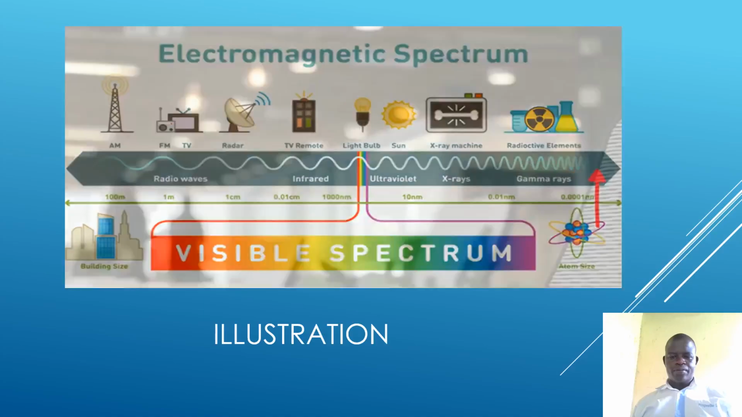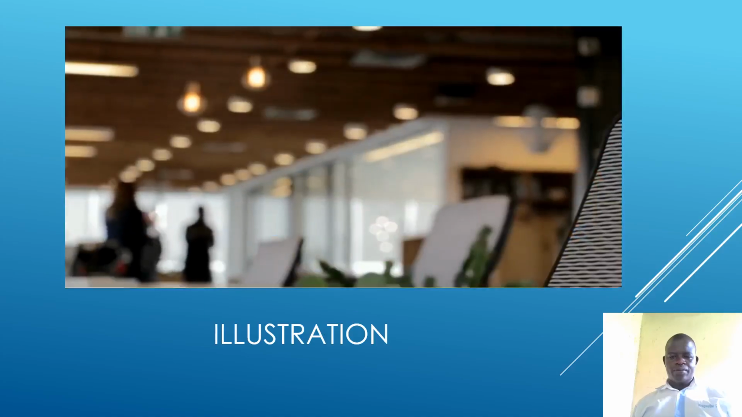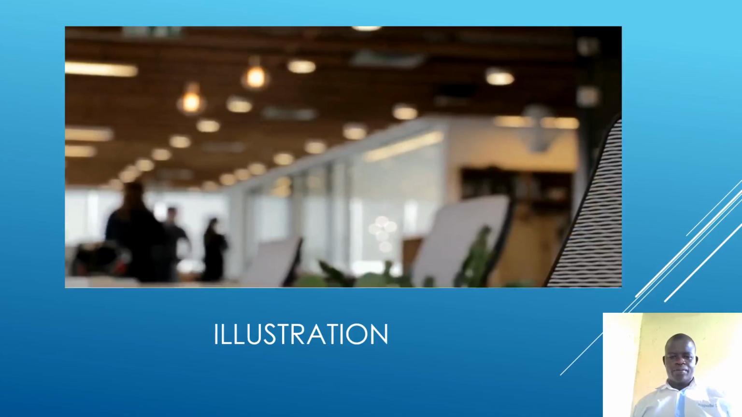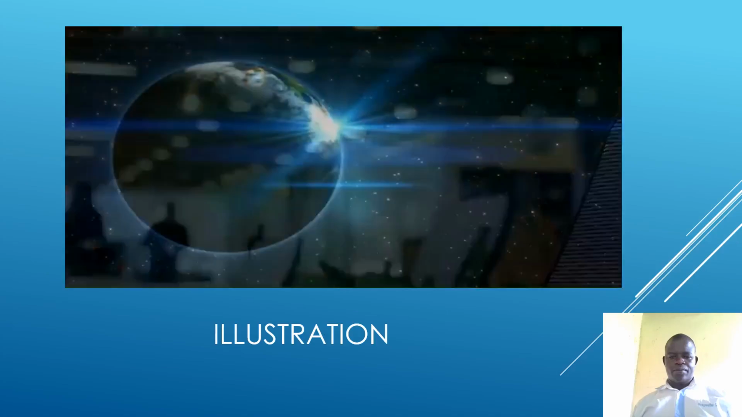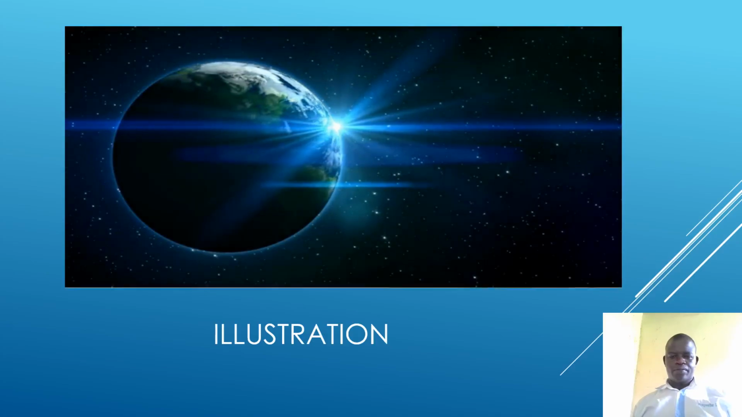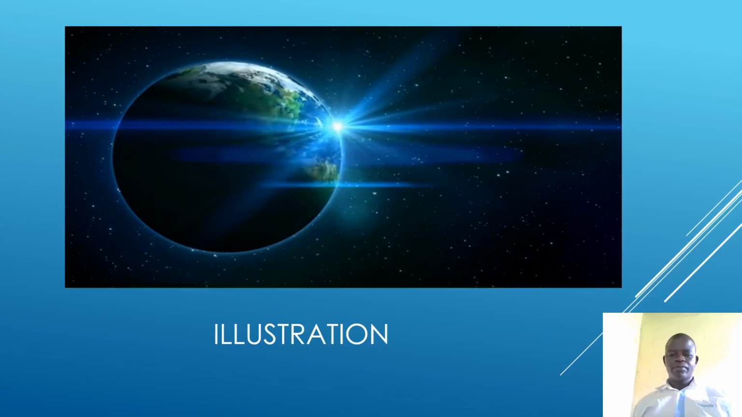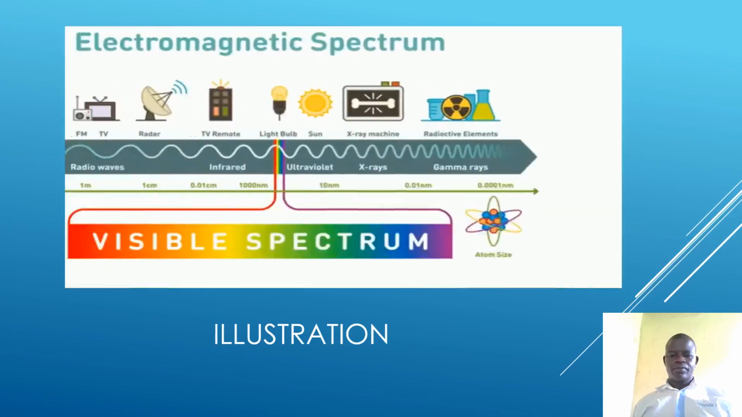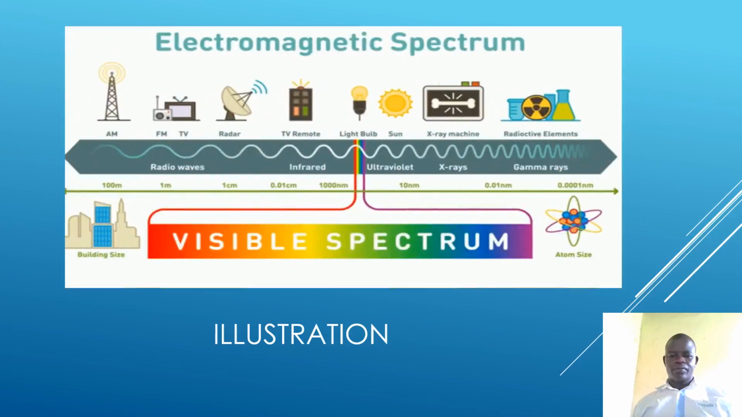An electromagnetic wave can travel through anything like air, solid material, or even vacuum. It does not need a medium to propagate or travel from one place to another. Electromagnetic waves can even travel through the vacuum of outer space. Let's take a look at the electromagnetic spectrum.